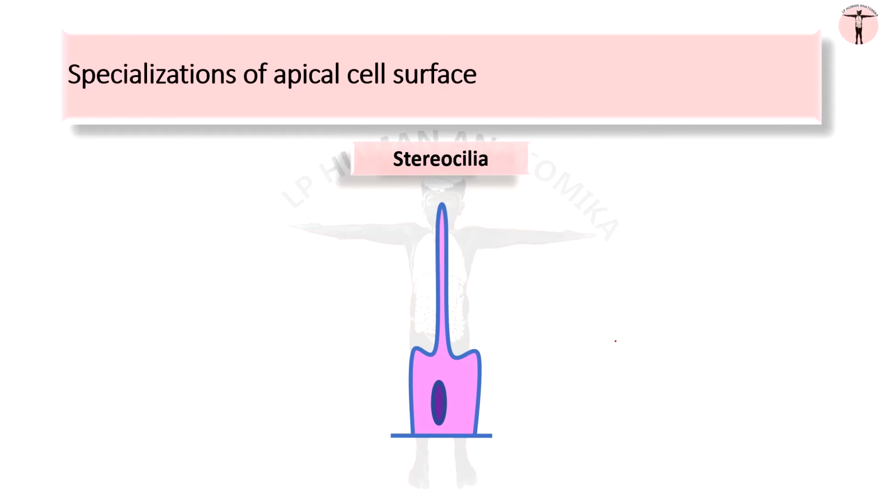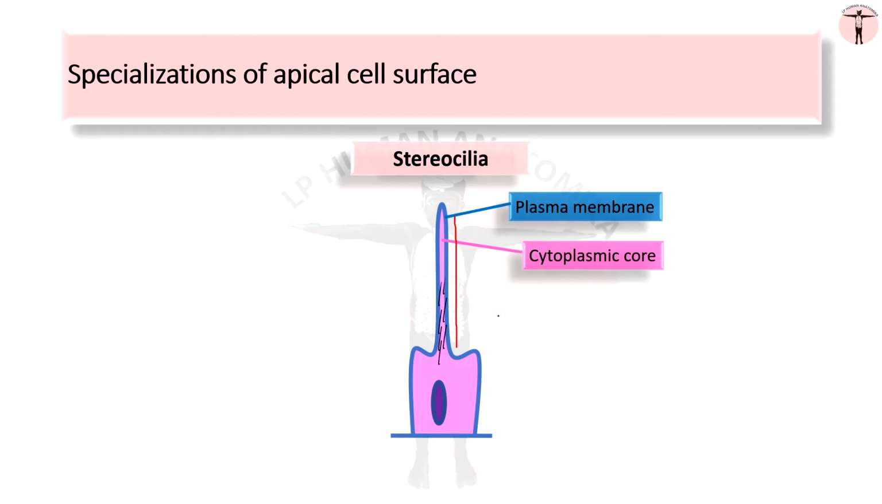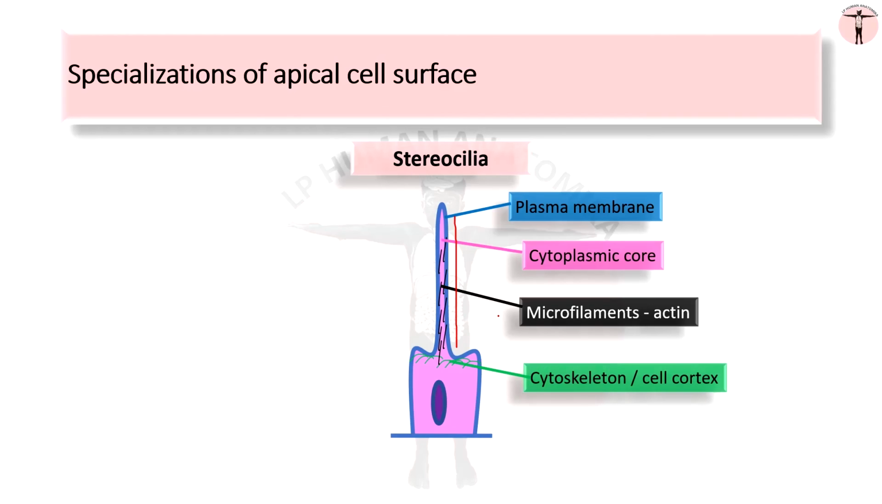Now, stereocilia are another type of apical cell surface specialization. They are very long, thick microvilli measuring about 5 to 10 micron meter in length. They are non-motile, but the structure is similar to microvilli and the length is almost similar to cilia. Structurally it is similar to the microvilli, having an outer covering of plasma membrane and an inner cytoplasmic core with actin filaments which are anchored to the cytoskeleton. Since it is non-motile, it is called stereocilia, false cilia.